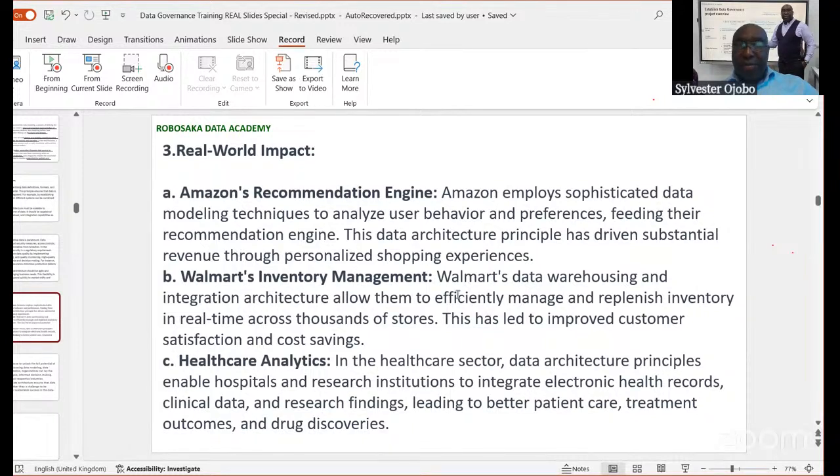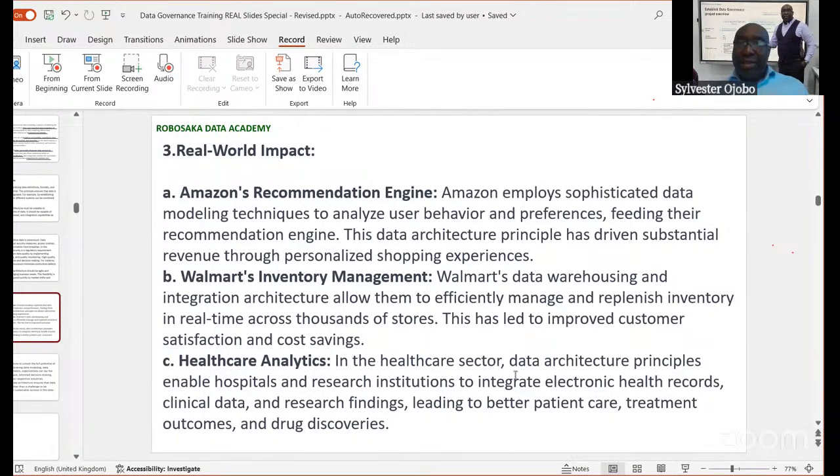Walmart inventory management. Their warehousing and integration architecture allows them to efficiently manage and replenish inventory in real time across thousands of stores. This has led to improved customer satisfaction and cost savings, because in real time you don't have much problem. Someone can take this as a case or initiative if you have ever worked in an inventory control system.